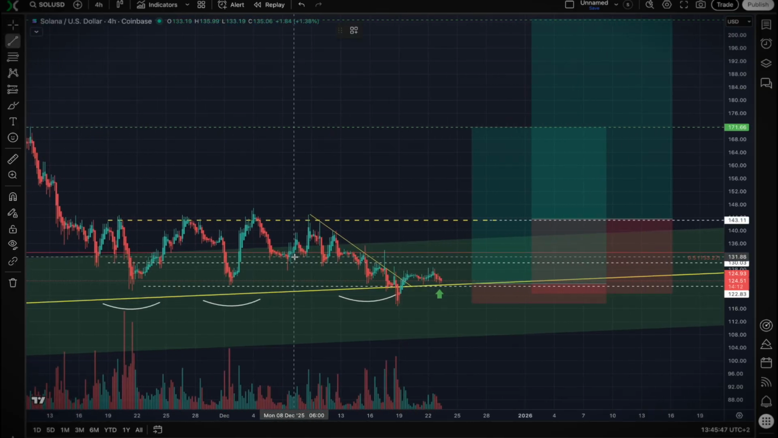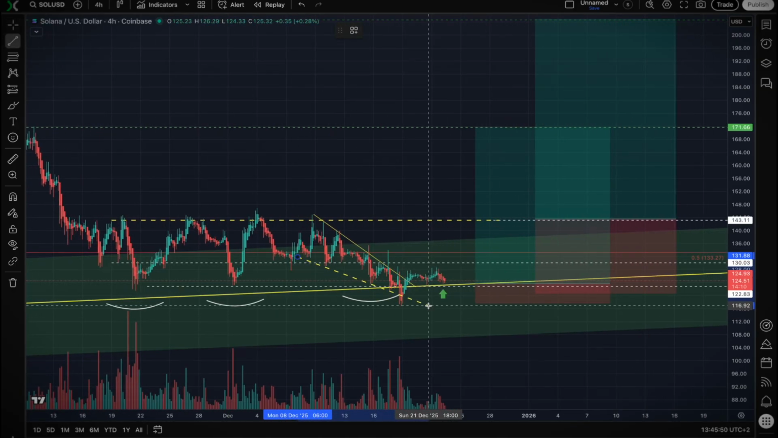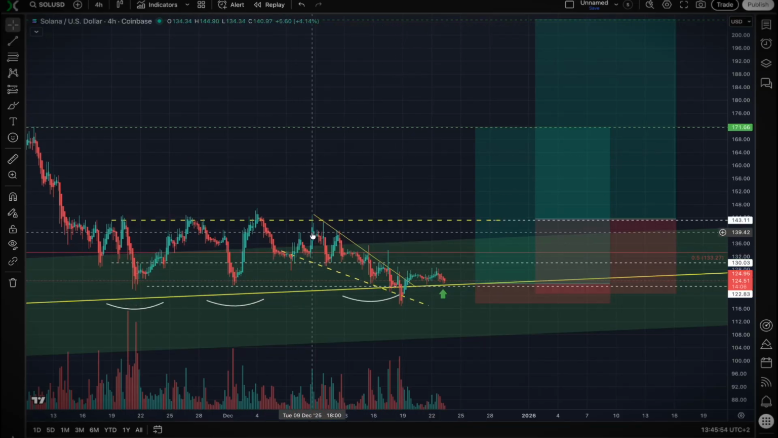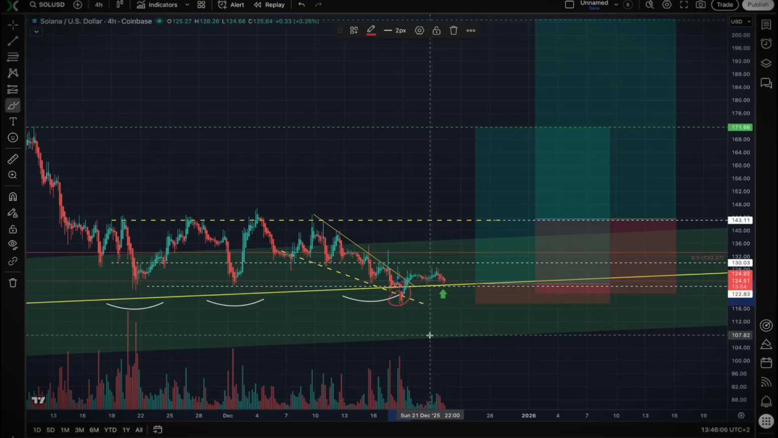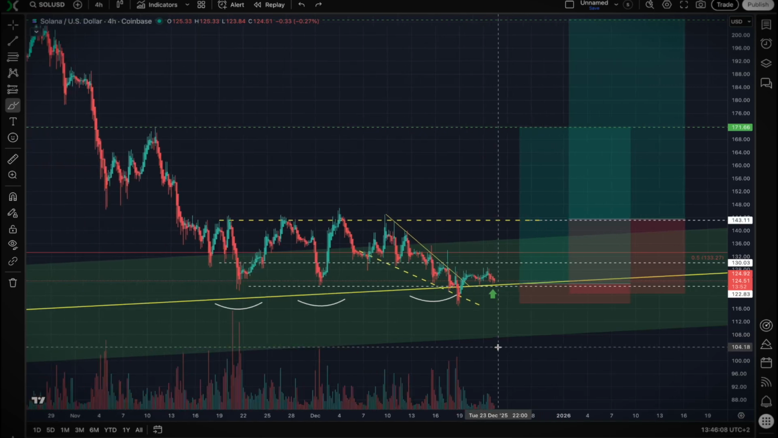So if we draw that, that's essentially the lower resistance line of this falling wedge. And you see we dipped below it, and then we've recovered and managed to hold our own essentially above this. But that's a very negative sign. That's a very bearish sign. It shows that the bulls are weakening and the sellers are starting to take control.